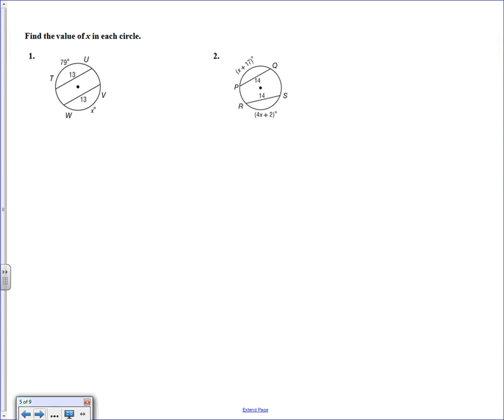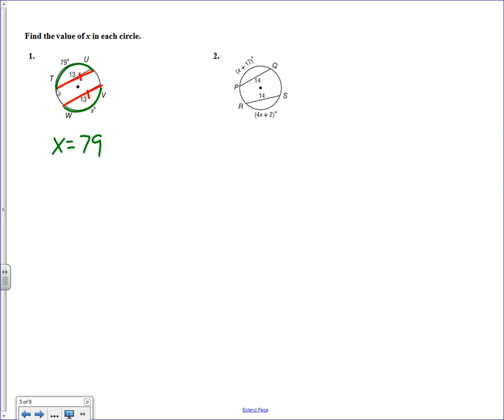Find the value of x in each circle. So for number 1, we have two different chords in the same circle. They both have a measure of 13, which means they are congruent, which means that the arcs WV and TU must also be congruent. And since TU is 79, X must be 79. The quick note there, you do not need degrees on that because it says X degrees. It's a little bit tough to see. So this is 79. We don't need the degrees there.